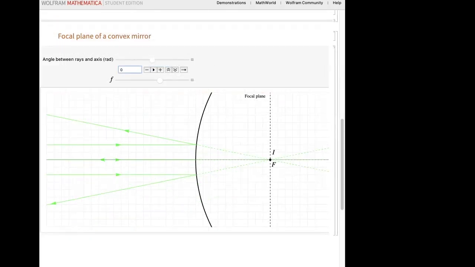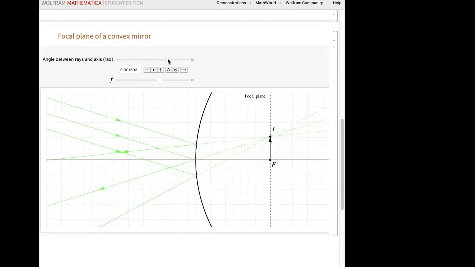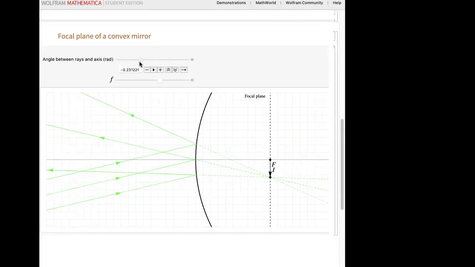If we have a convex mirror instead, then a similar thing happens. Very distant objects located on the optical axis will have virtual images that are at the focal point, which is of course now behind the mirror, and distant objects that are not on the optical axis will have images that are either above or below the focal point instead. But again, all these images of distant objects will be on the focal plane of the mirror, which is perpendicular to the optical axis and which includes the focal point.